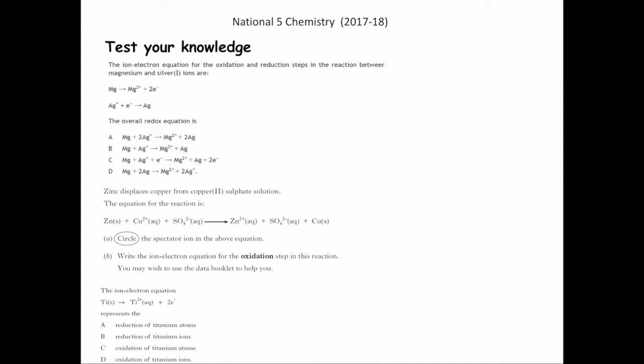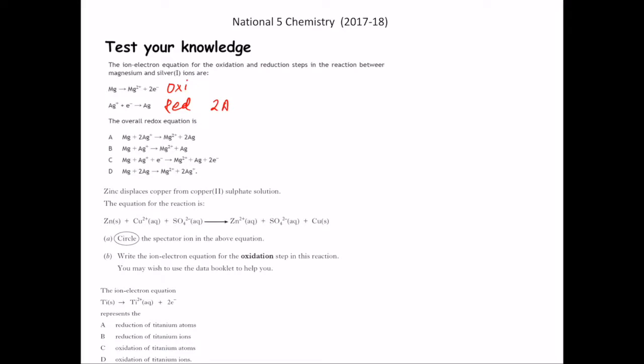Now, you can pause the video here, try and answer the questions on your own, and then come back to it to check the answers. The first question is, the ion electron equation for the oxidation and reduction steps in the reaction between magnesium and silver ions are. So magnesium is changing into magnesium ion by losing electrons. So this is oxidation reaction. So this first bit is your oxidation half, and the second bit is your reduction half.